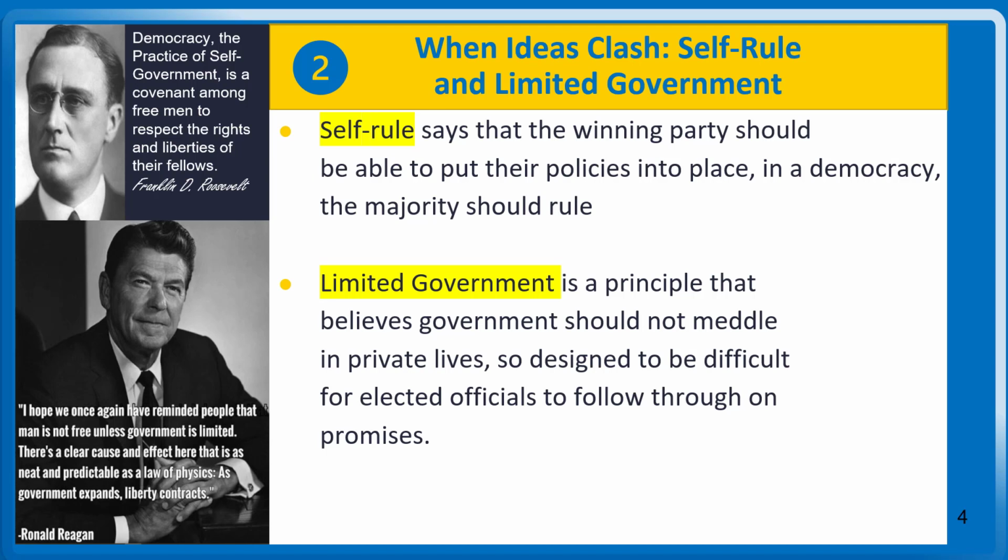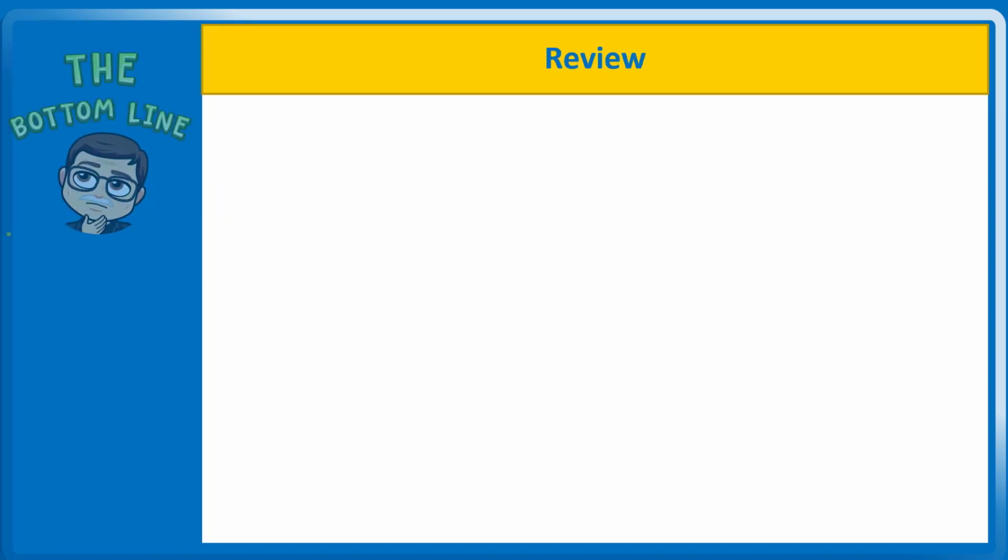As Ronald Reagan said, "I hope we once again have reminded people that man is not free unless government is limited." There is a clear cause and effect here that is neat and predictable, as is law and physics. As government expands, liberty contracts. So let's review.